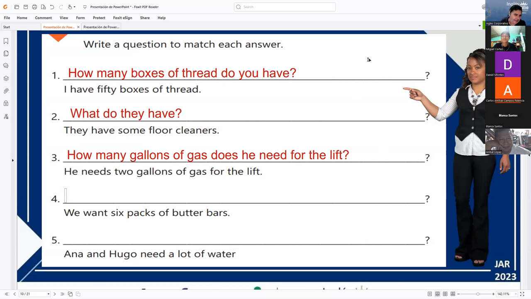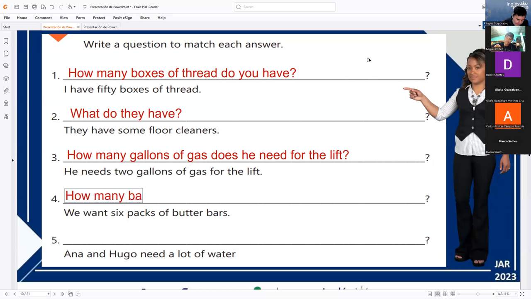We want 6 packs of butter bars. Butter bars, bars of butter. Okay. How many bars of butter do you want? Okay, how many bars of butter? Okay. Only that for the platform, maybe you put butter bars.